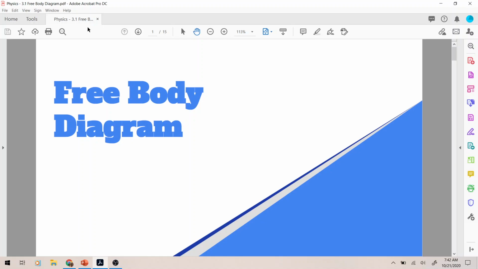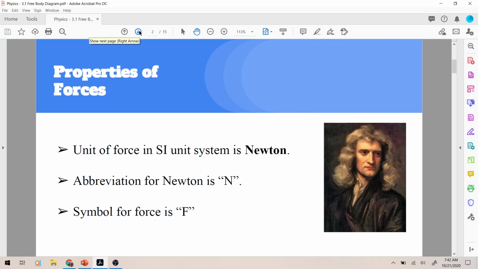Hey guys, last time you have seen some forces, and today we're going to see some more and how we are actually showing them on an object. This is called a free body diagram. Before we start, let's talk about properties of forces.